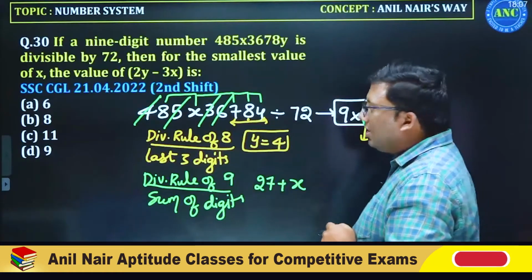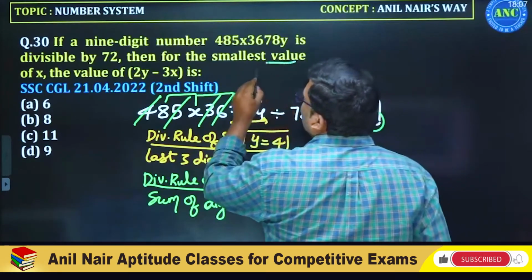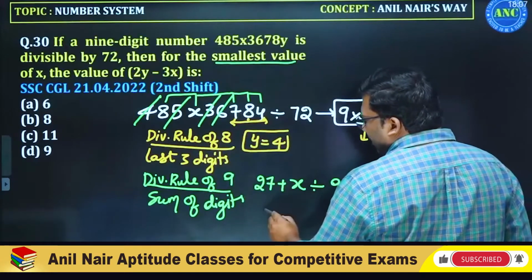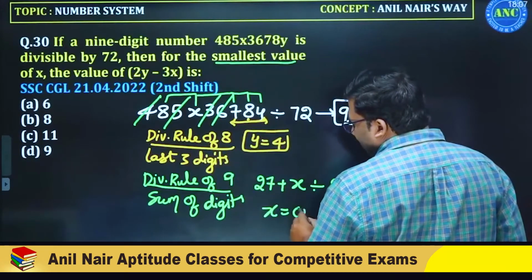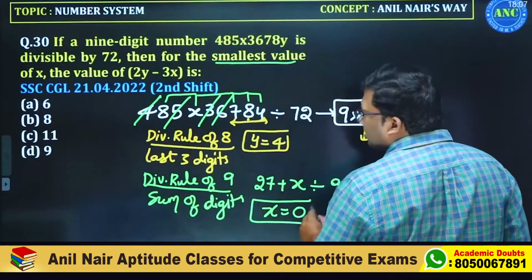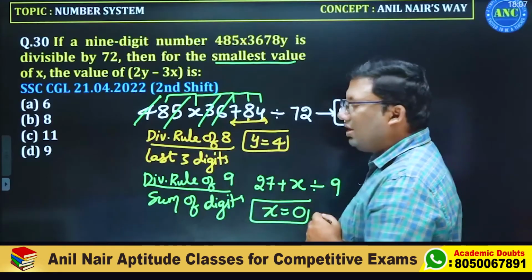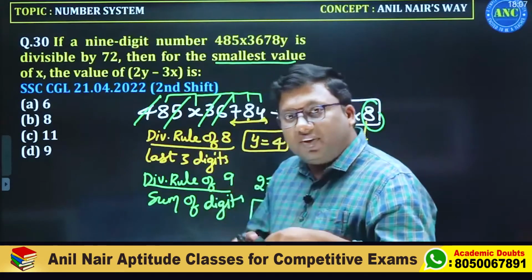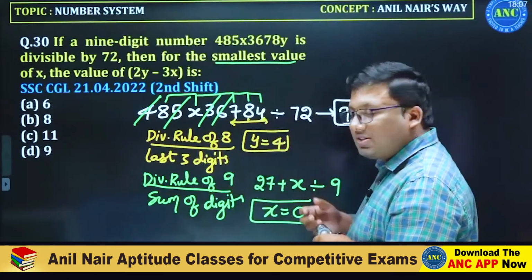27 plus x. He is asking for the smallest value of x such that this should be divisible by 9. 27 plus x divisible by 9. That means the x value is 0. If x is 0, because 27 itself is divisible by 9, so x can be 0.